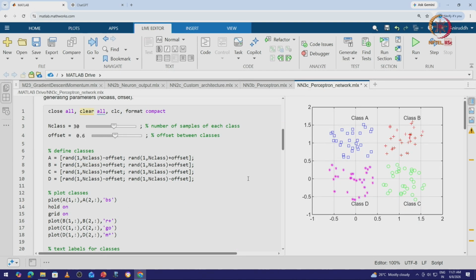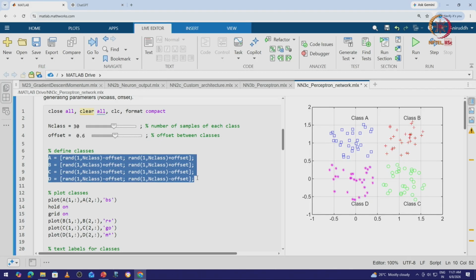Now similar to the MLX file we saw earlier, we essentially have the number of classes as 30, the offset is given as 0.6, we have 4 of these classes defined, which are A, B, C, D, essentially having a random initialization. However, with the influence of the offset, we can actually see that all of them would be in certain clusters, right.